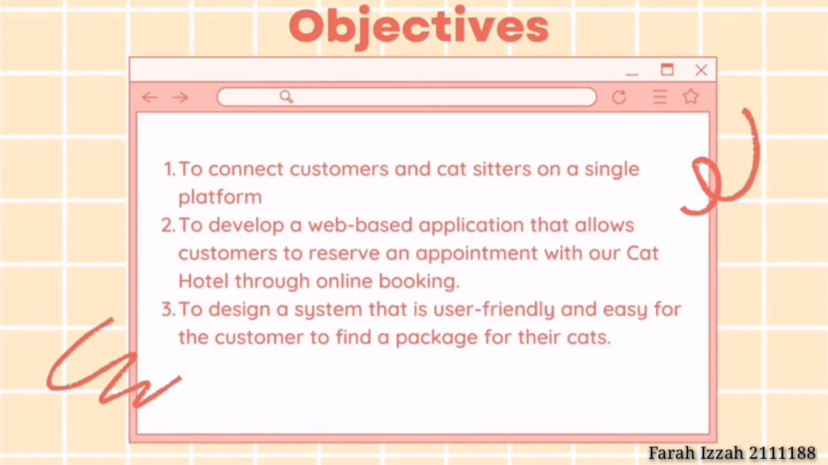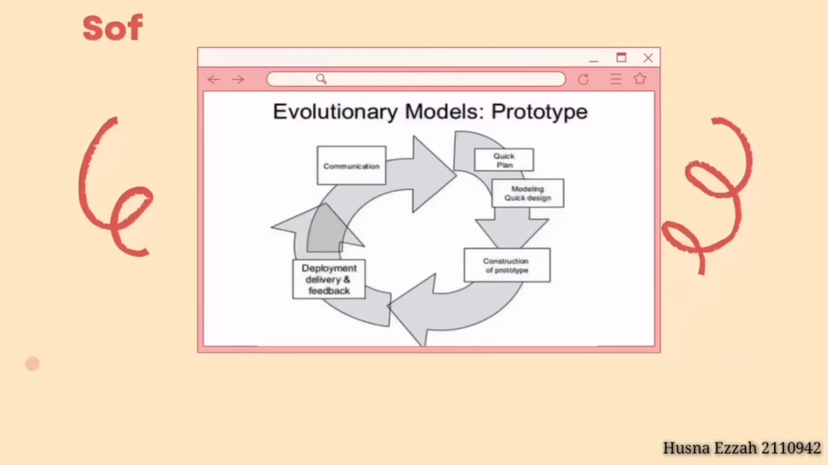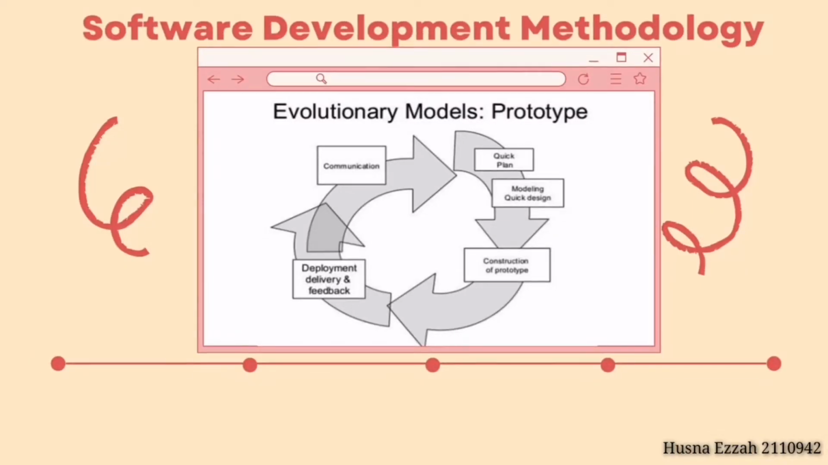There are three objectives of our group project. The first one is to connect customers and cat sitters on a single platform. The second one is to develop a web-based application that allows customers to reserve an appointment with our cat hotel through online booking. And lastly, to design a system that is user-friendly and easy for the customer to find a package for their cats.